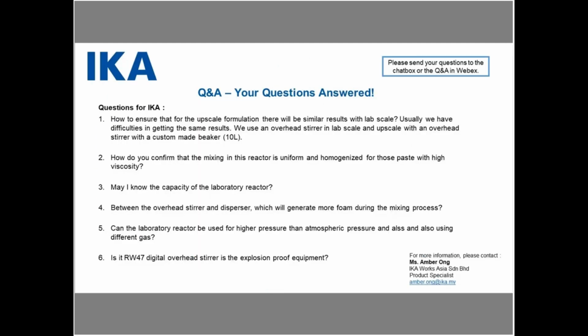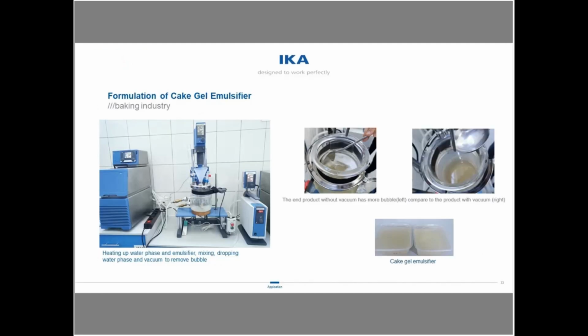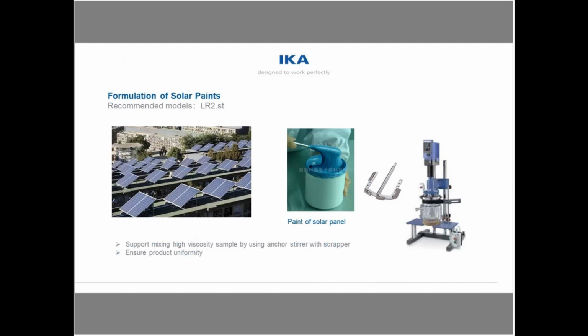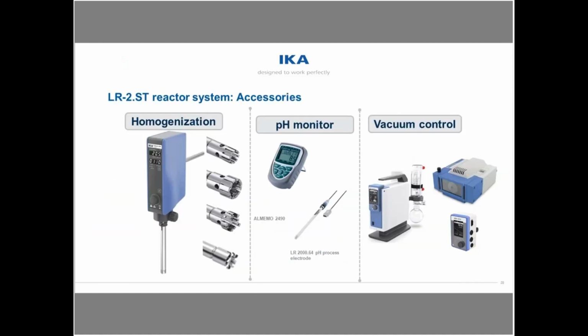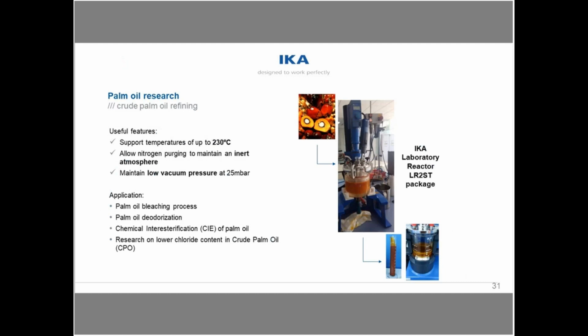Okay, the fifth question is, can the lab reactor be used for higher pressures than atmospheric pressure and also using different gas? Oh, okay. Basically, our lab reactor system is not able to withstand high pressure. Okay, we can only use it with atmospheric pressure. But if let's say you require to maintain an inert atmosphere, for example, in the palm oil research, they require to push in nitrogen. Okay, we cannot keep the nitrogen in, but we can make it continuous.